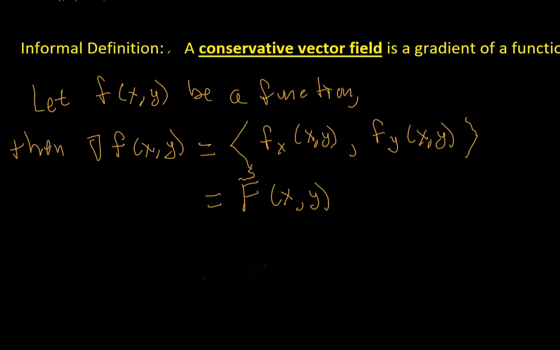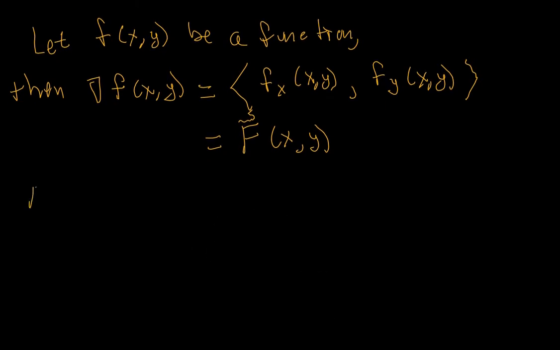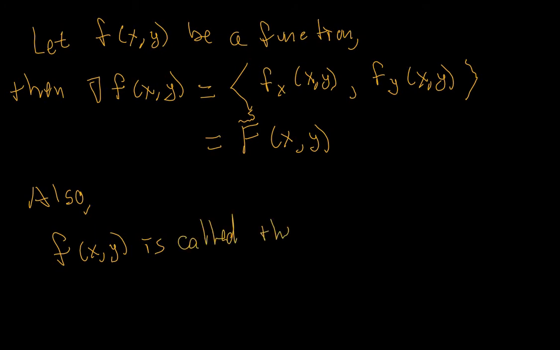And so to add a little bit more detail, the function little f of x, y that we started with is called the potential function of, or for, the vector field.